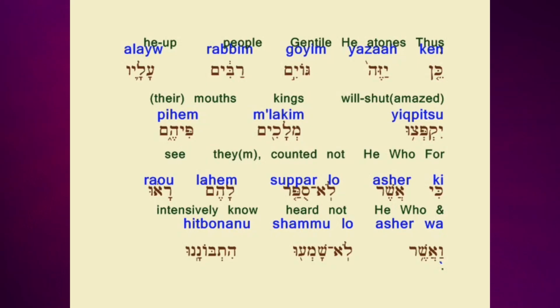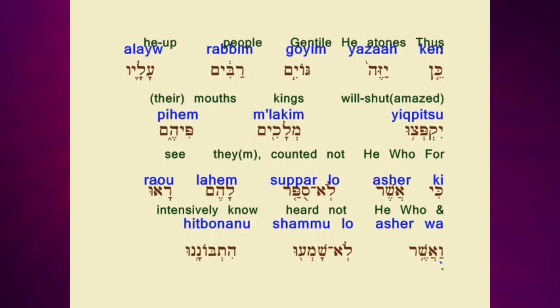And then you've got malachim, which is kings. Pichem is their mouths. It's in the plural. So yikpitsu means that they will be shutting their mouths in amazement. You're going to see the translation on the screen there. They'll be shutting their mouths in amazement. Kings will be shutting their mouths in amazement. And again, that's why it's in the Qal imperfect.